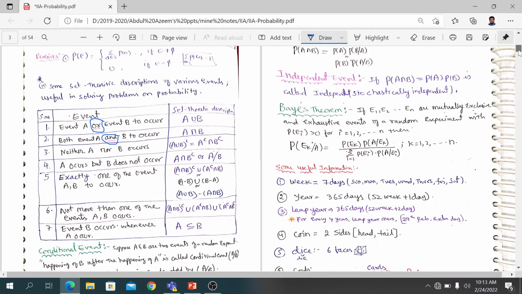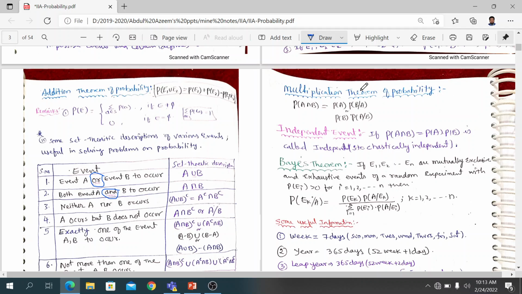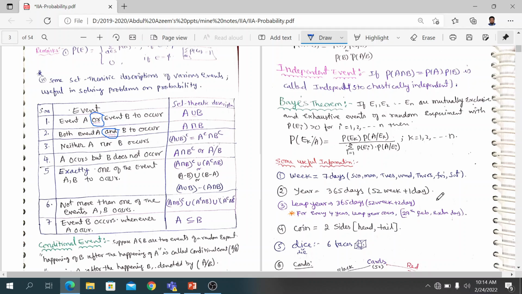Now next definition, multiplication theorem of probability. P of A intersection B is equal to P of A into P of B by A, or P of B into P of A by B. Next, independent event. If P of A intersection B is equal to P of A into P of B, this is called independent event.